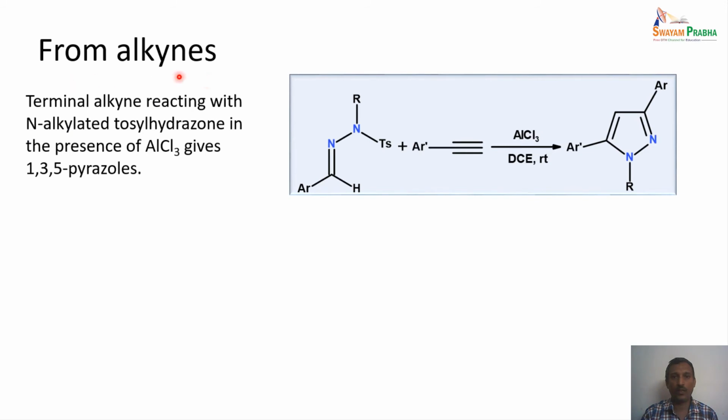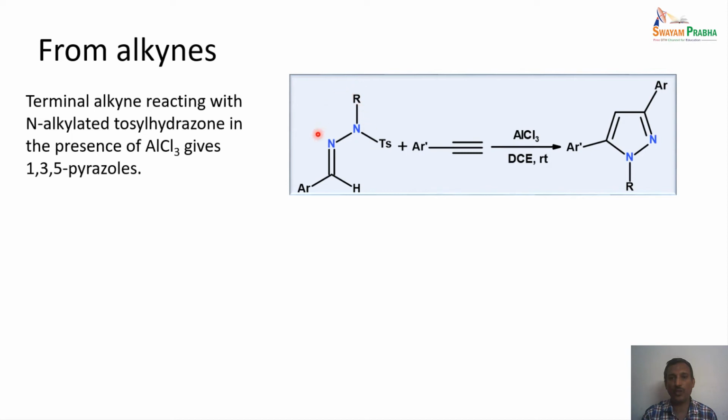Next, let us look at pyrazole synthesis from alkynes. So here, the terminal alkynes are reacted with N-alkylated tosylhydrazones in the presence of the Lewis acid AlCl3 to give 1,3,5-trisubstituted pyrazoles. So this is the N-alkylated, this is the tosyl part. So this is prepared from, actually aldehyde is the starting material, and the aldehyde is treated with tosyl hydrazine to form the hydrazone giving the tosylhydrazone, and the nitrogen is actually having a substitution here.